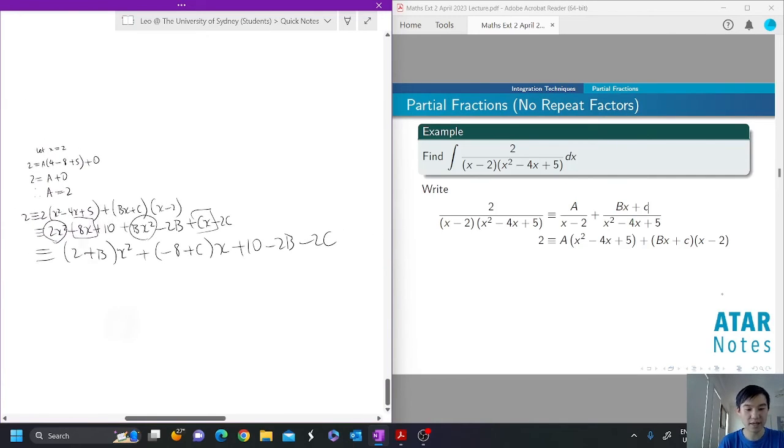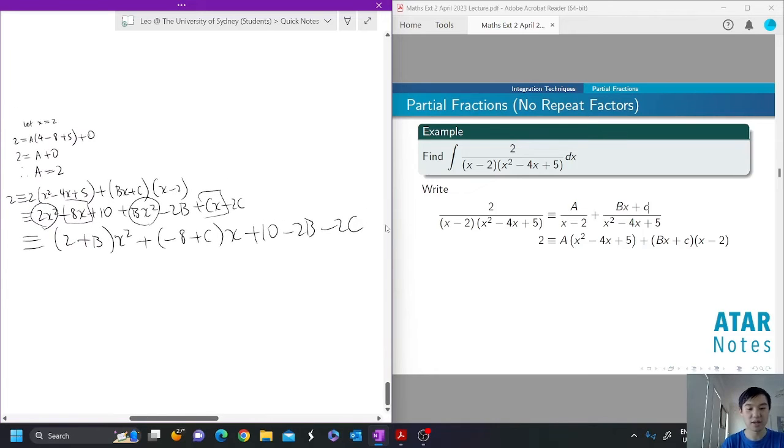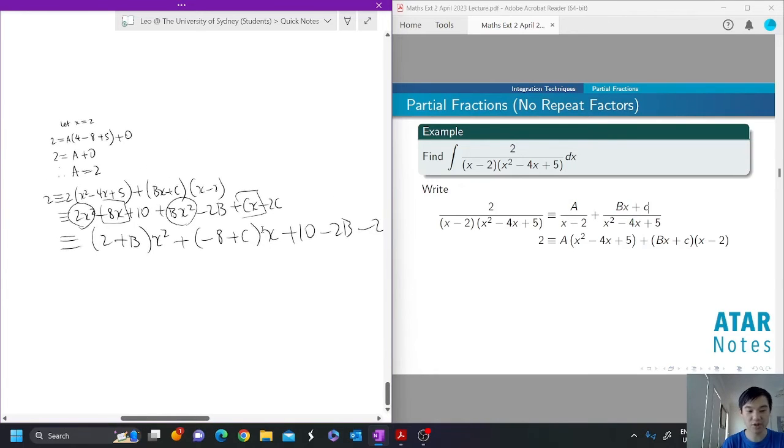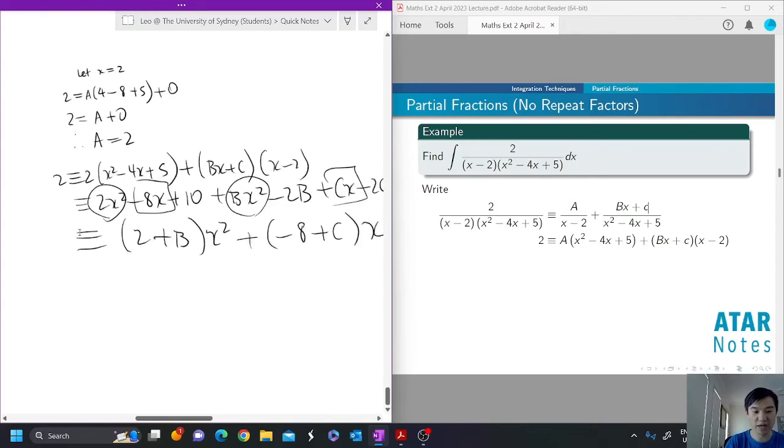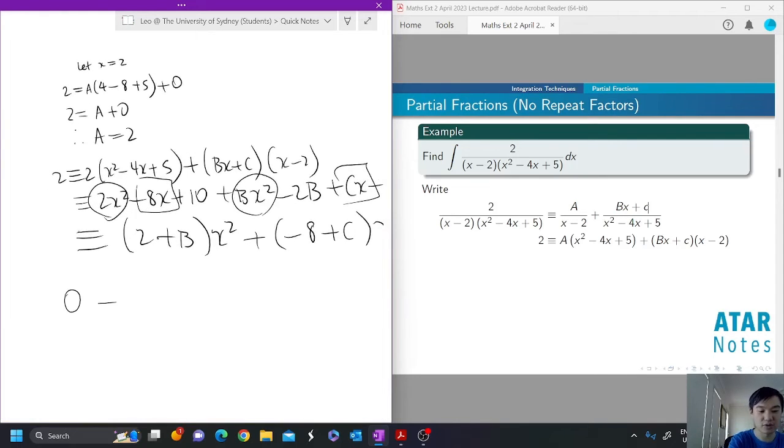Here we can just choose which coefficient we want to compare. So let's compare the coefficient of x squared. On the left, we don't have an x squared term, so we know that 0 is equal to 2 plus b. Therefore, we know that b must be equal to negative 2.